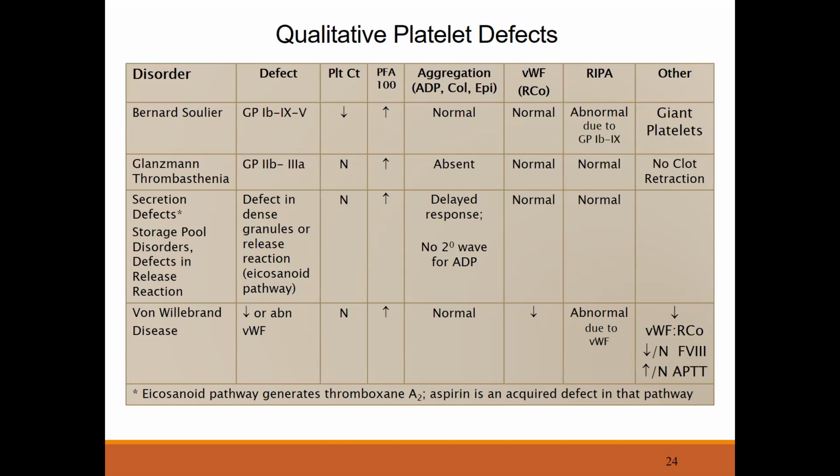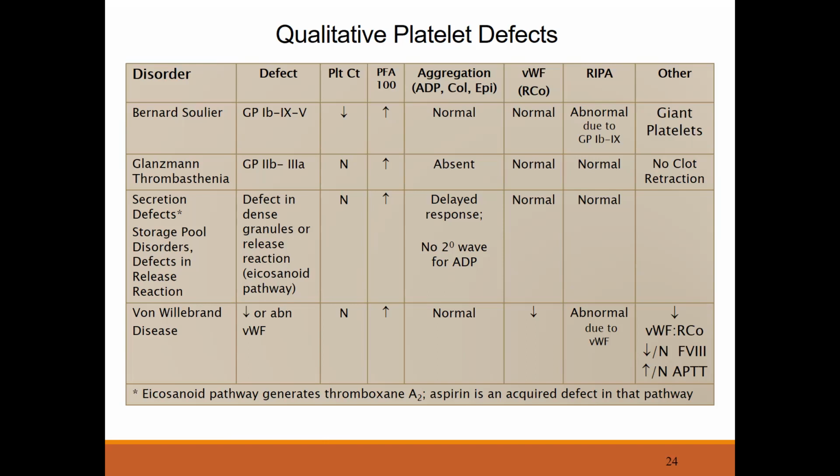With Glanzmann's thrombasthenia, you have an abnormality or deficiency of glycoprotein 2b/3a. The platelet count tends to be normal. The PFA-100 will be increased because it is an aggregation problem. There is no aggregation with ADP, collagen, and epinephrine in aggregation studies. Your von Willebrand factor activity assay is normal, your RIPA is normal, and there is no clot retraction. That's the abnormality that is occurring.